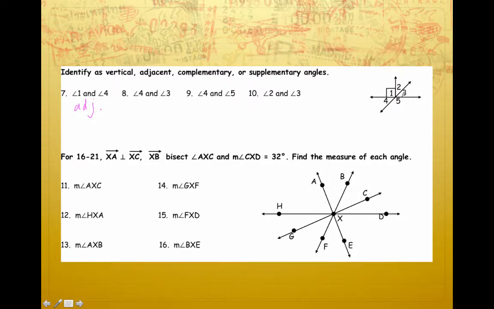4 and 3, they're opposite each other, so those are vertical angles. 4 and 5 are adjacent. They're also supplementary, S for straight, and they're also a linear pair. So we can say adjacent, supplementary, and in fact, these two things together imply a linear pair. 2 and 3, again, adjacent, but also make a corner, complementary.